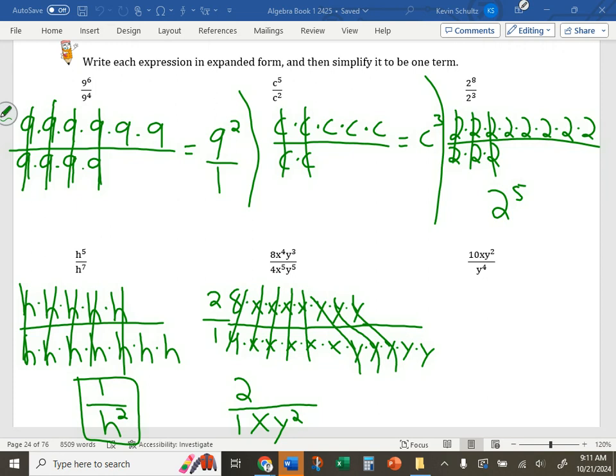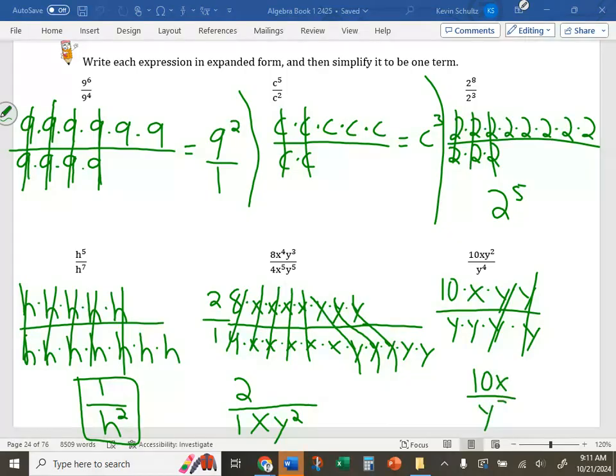When the denominator is 1, you don't have to write it. When the numerator is 1, you do. Last one. In expanded form, 10 times x times y times y over y times y times y times y. Cancel out 2 pairs of y's. In our numerator, we're left with a 10 and an x. In the denominator, we're left with y squared.